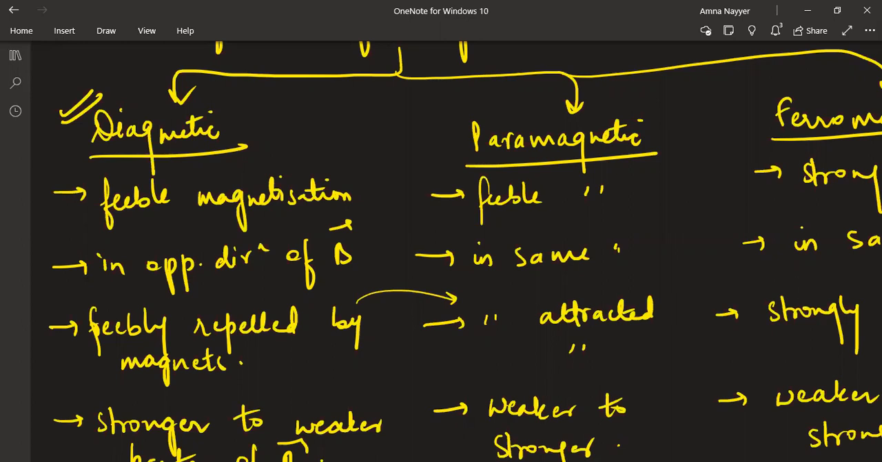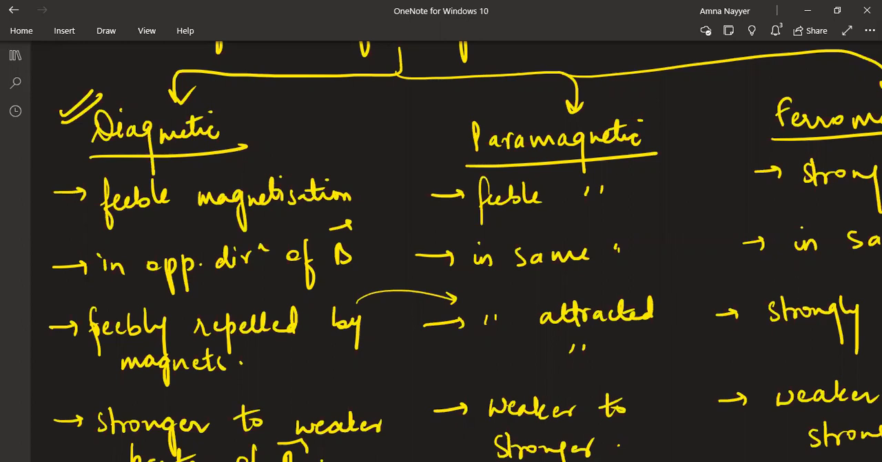In paramagnetic, it is located in the same direction, and in ferromagnetic, these are not weak. Strong magnetizations are there. Then in the presence of a non-uniform magnetic field, they tend to move slowly from the stronger to weaker parts of the field, diamagnetic. And paramagnetic tend to move slowly from weaker to stronger parts of the field. Ferromagnetic then move quickly, very quickly. Para and dia move slowly, but ferro moves very quickly.